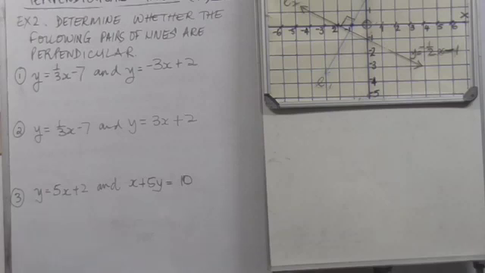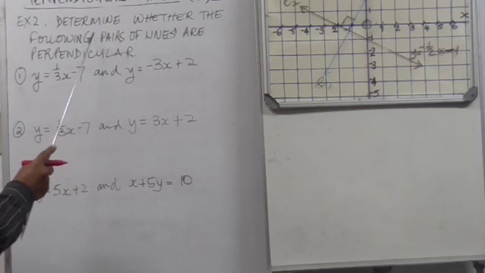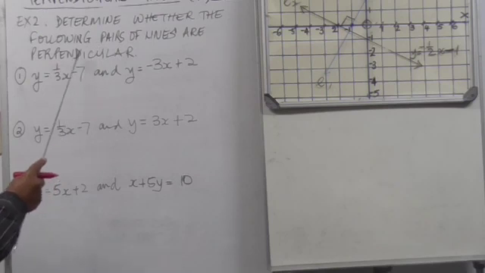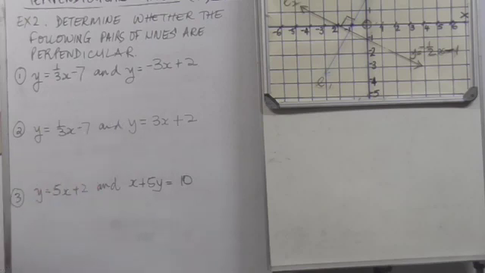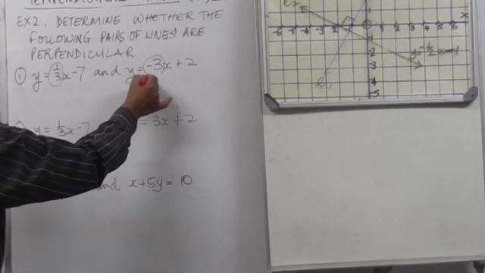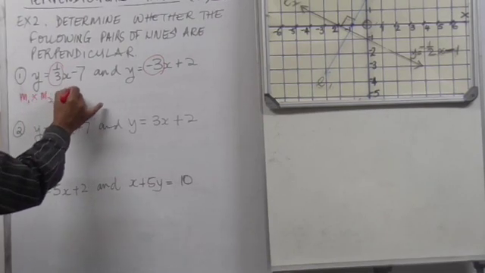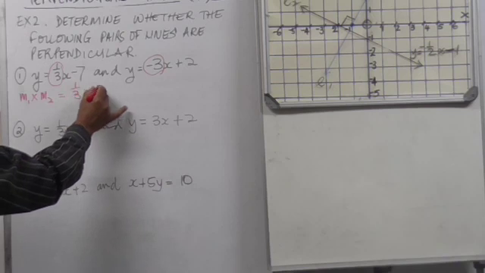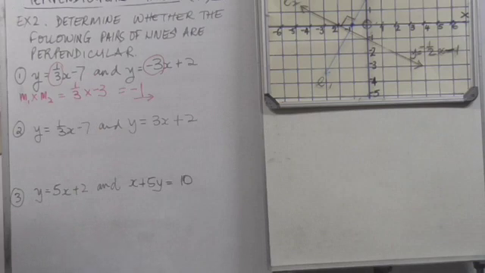Welcome back. So, if they ask, are lines perpendicular? It means, if they ask us whether lines are perpendicular, we must take the gradients and multiply them and see if it is -1. So, let's see. The gradient here is 1/3, the gradient here is -3. So, m1 times m2 gives you 1/3 times -3. You can put it in a calculator and the answer is -1.